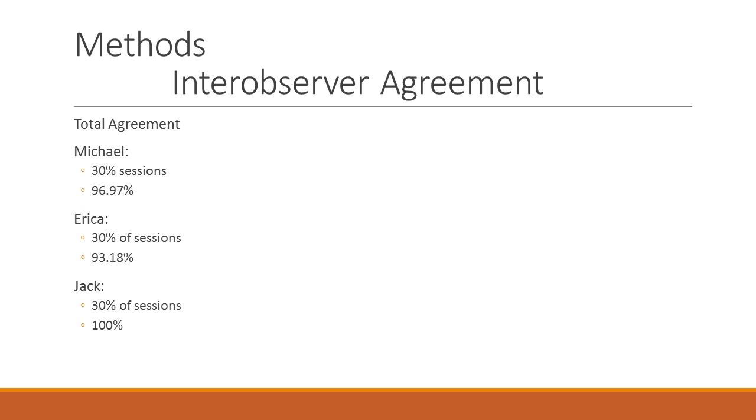For Michael, 30% of his sessions had inter-observer agreement data taken, with an average of 96.97% agreement. 30% of Erica's sessions also had inter-observer agreement data taken, with an average of 93.18% agreement. 30% of Jack's sessions had inter-observer agreement data taken as well, and his agreement was 100%.